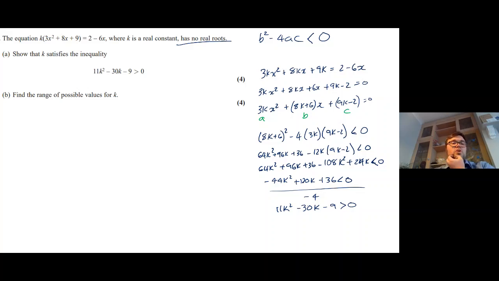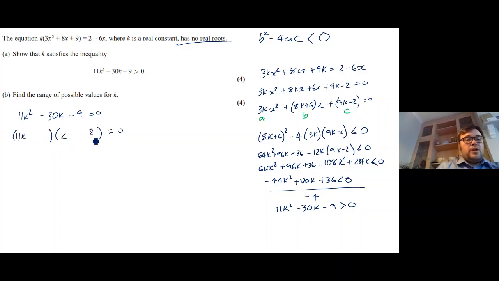Now we have to find the range of possible values for k. In doing so, we need to find the critical values. Again, the critical values could be found via factorizing, or via the quadratic formula. Now I've got 11k squared minus 30k minus 9 equals 0. I'm not too concerned about the inequality at this stage. I just want the critical values equal to 0.